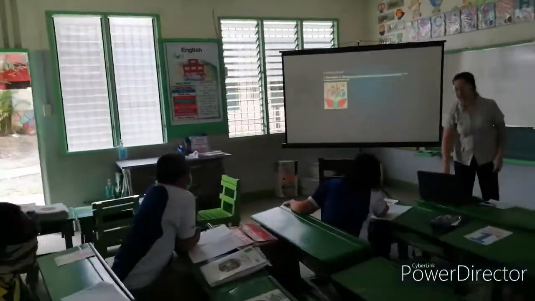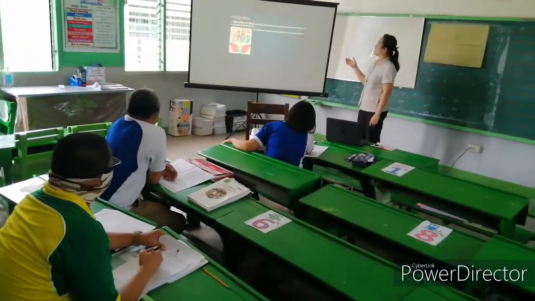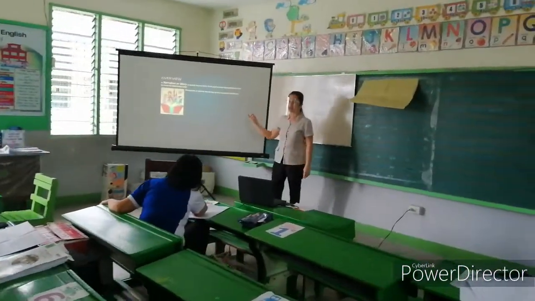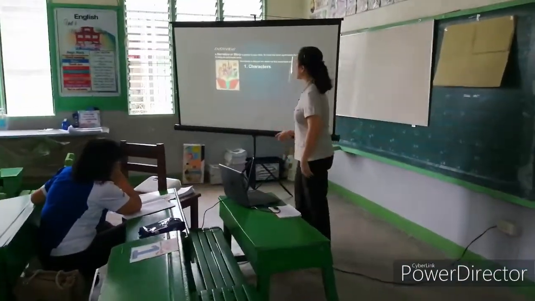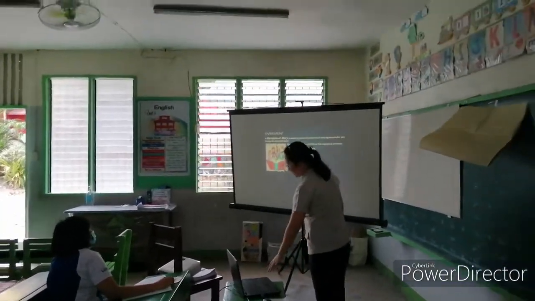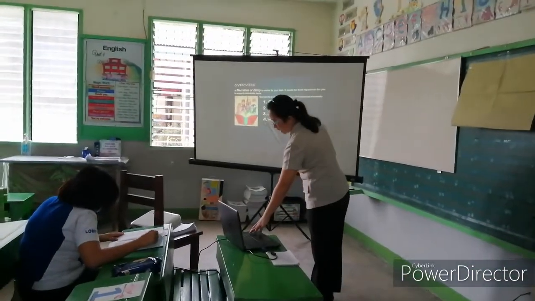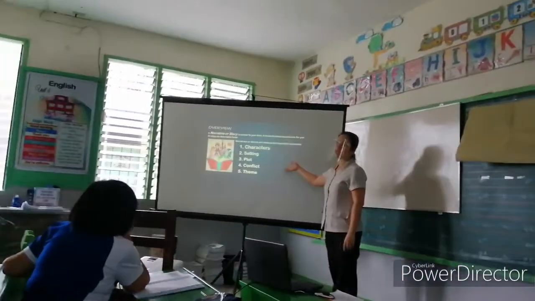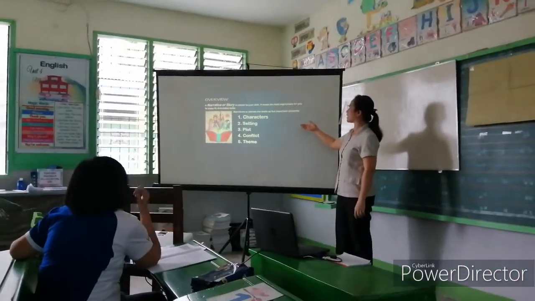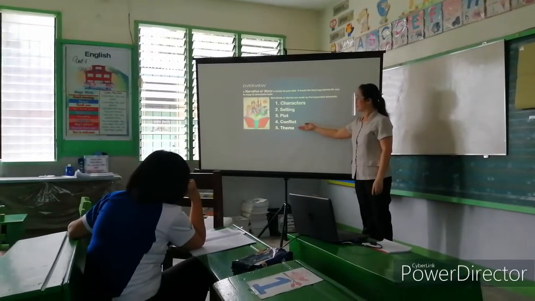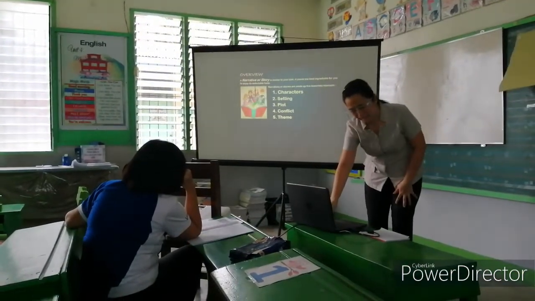Okay? So what are these elements? Narratives or stories are made up of five important elements. And what are these? First, we have the characters, second, setting, third, plot, fourth, conflict, and number five is the theme. Meaning to say, a narrative or a story will never be complete if there is no part of these elements. So again, let us recite them. What are the five important elements of a story? We have the characters, setting, plot, conflict, theme. Very good. So you remember them, no? Let us elaborate on them now.